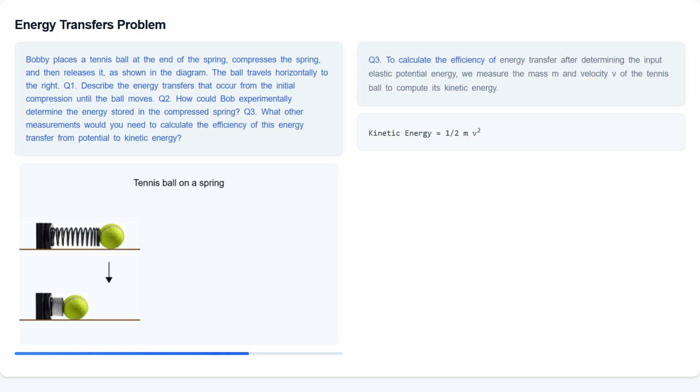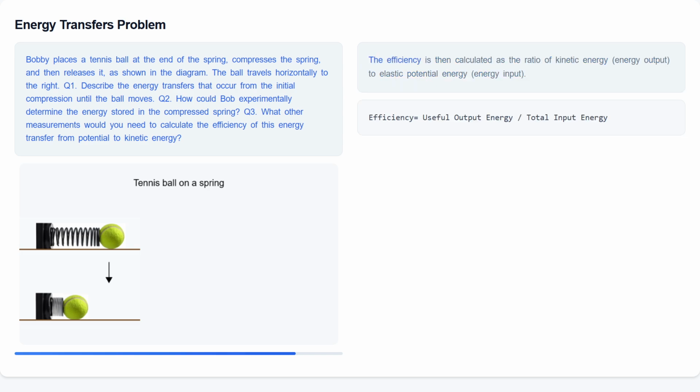Q3. To calculate the efficiency of energy transfer after determining the input elastic potential energy, we measure the mass m and velocity v of the tennis ball to compute its kinetic energy. The efficiency is then calculated as the ratio of kinetic energy, energy output, to elastic potential energy, energy input.